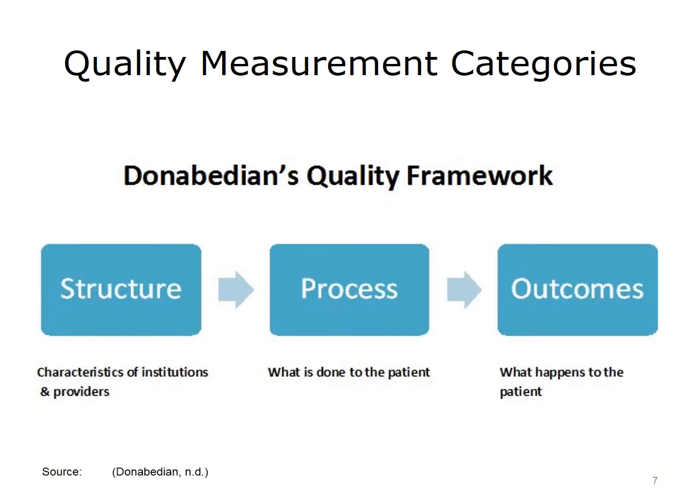Measures can be grouped into one of three categories: structure, process, and outcomes. Structure refers to characteristics of institutions and providers. Process is what is done to the patient, and outcomes are what happens to the patient. As you can see from the slide, structure influences process, which in turn affects outcomes. These classifications were originally coined in 1966 by physician researcher Avedis Donabedian.